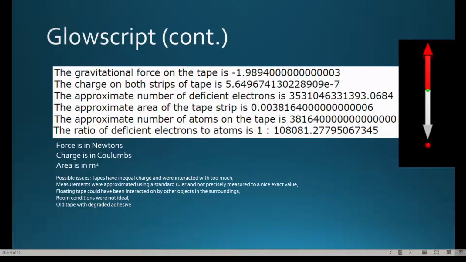Some possible issues are that the tapes have unequal charges by being interacted with too much. The measurements were not exact, as only a standard ruler was used for the measurement. There could have been other forces acting on the floating tape from the surroundings. The room conditions could have not been ideal, and the tape could be old, with the adhesive being degraded.